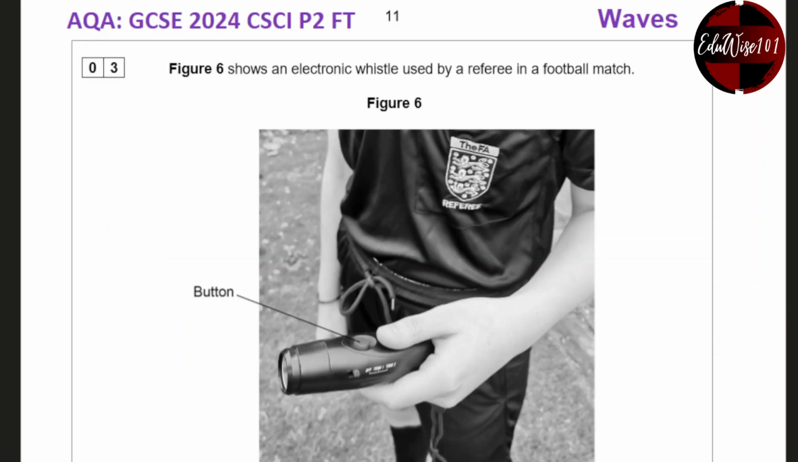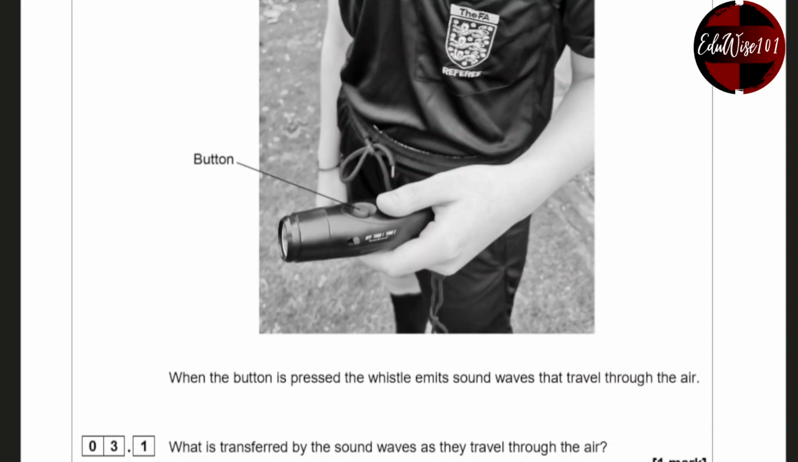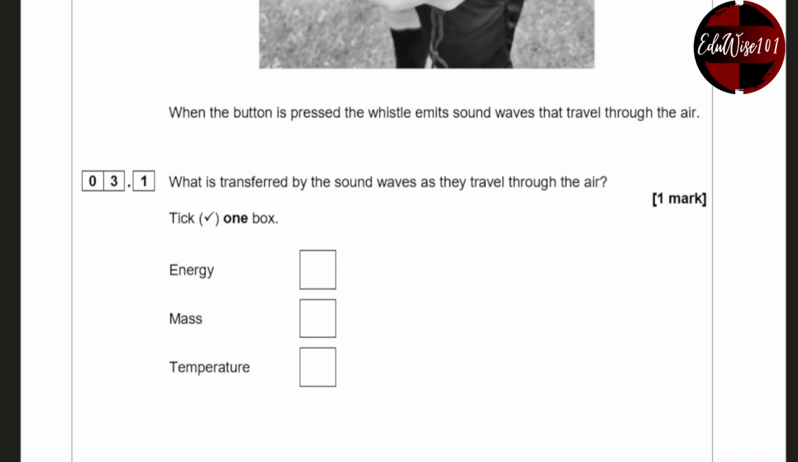Question number 3 is on the topic of waves. Figure 6 shows an electronic whistle used by a referee in a football match. You have a button here which makes the whistling sound. When the button is pressed, the whistle emits sound waves that travel through the air. What is transferred by sound waves as they travel through the air? Well, sound is a basic type of energy, sound energy.